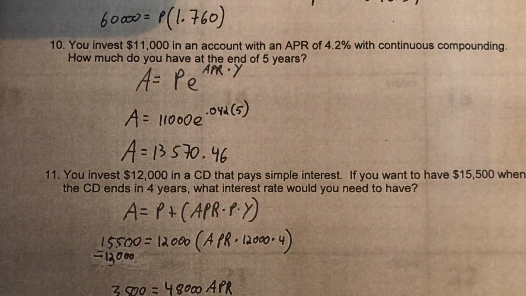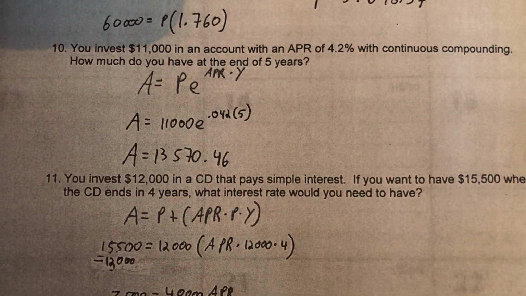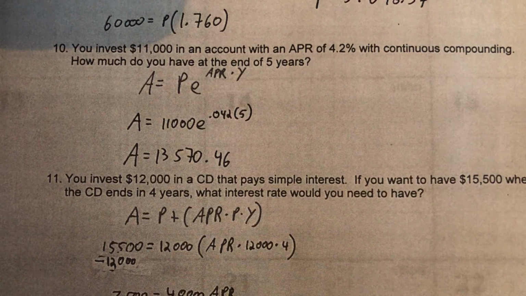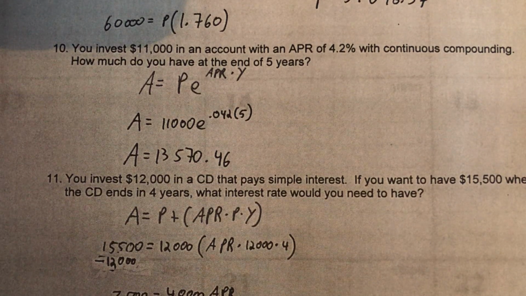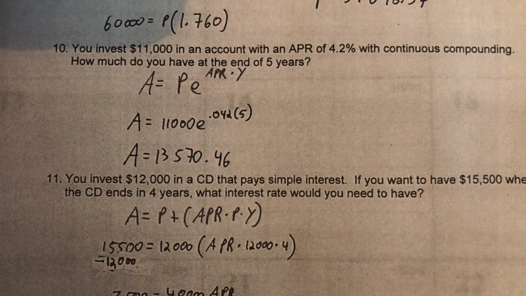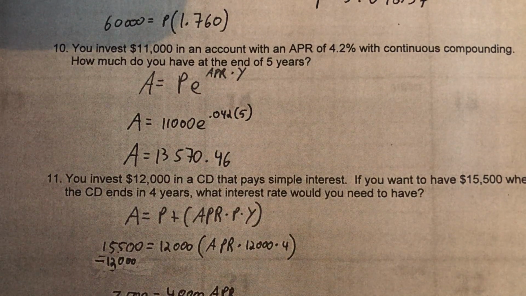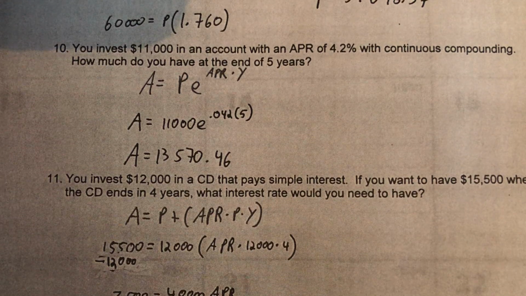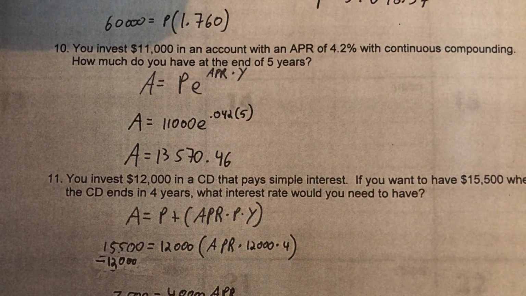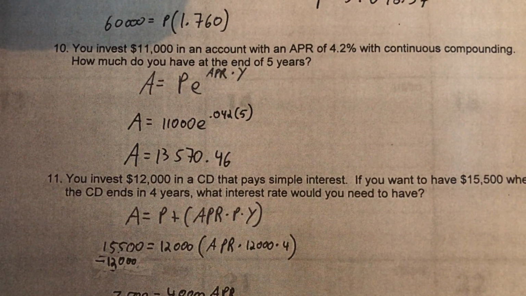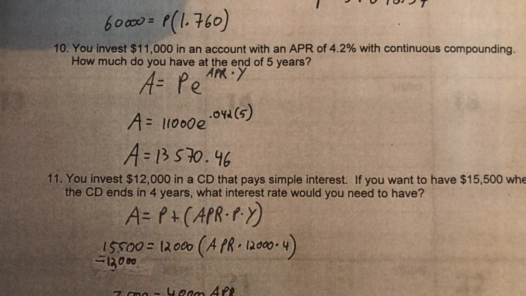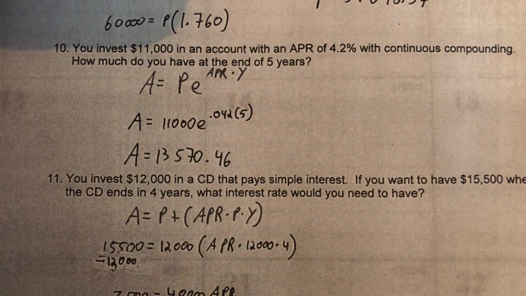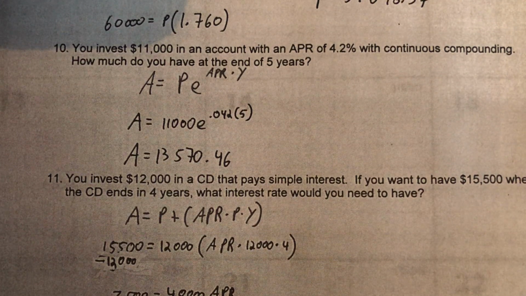All right, number 10, $11,000 with a 4.2% interest rate. How much do we have in 5 years? Notice it says continuous, and continuous automatically means e. So 11,000 times e raised to the 0.042 times 5 means we would have $13,570.46.